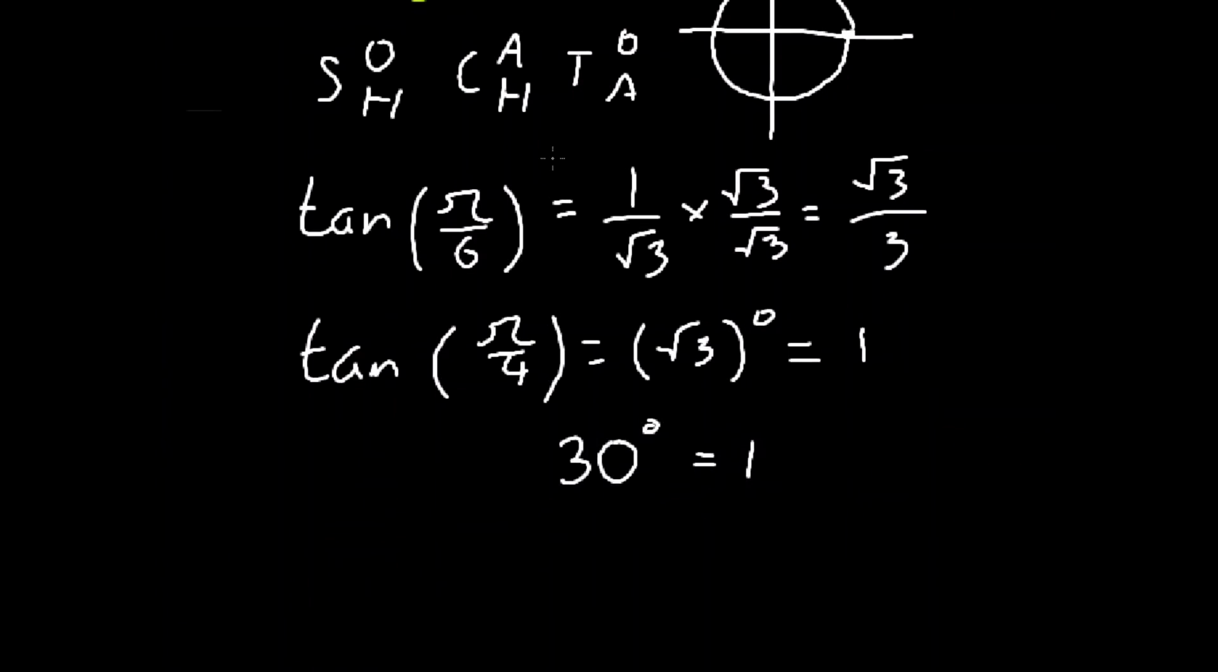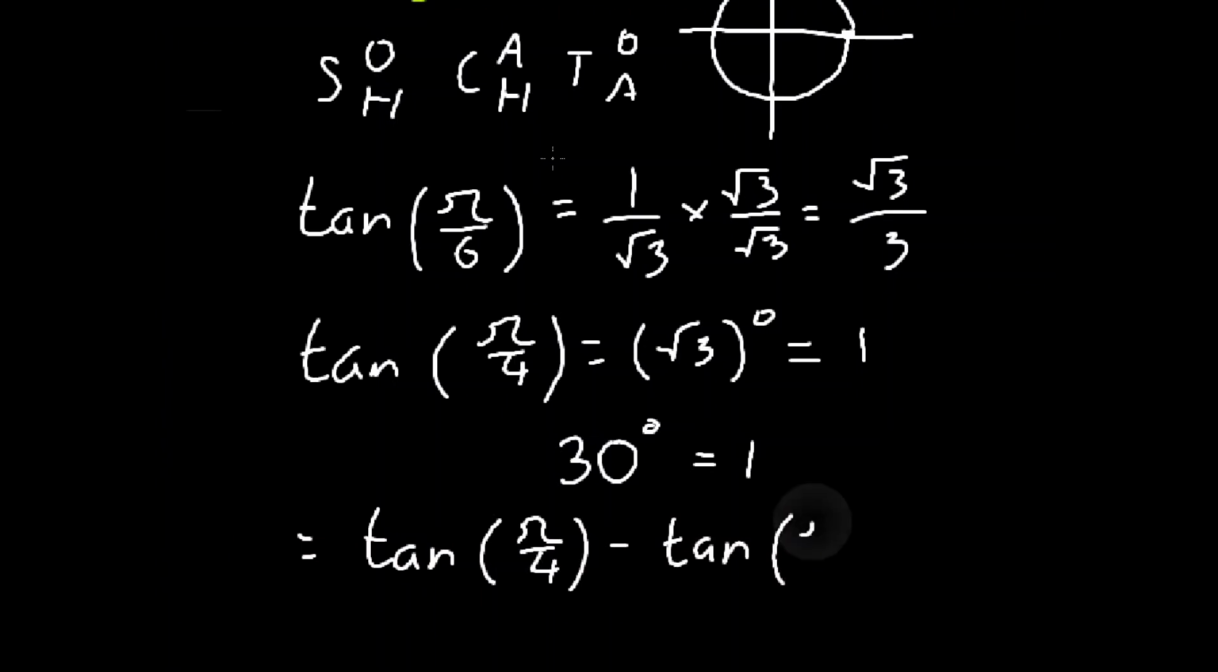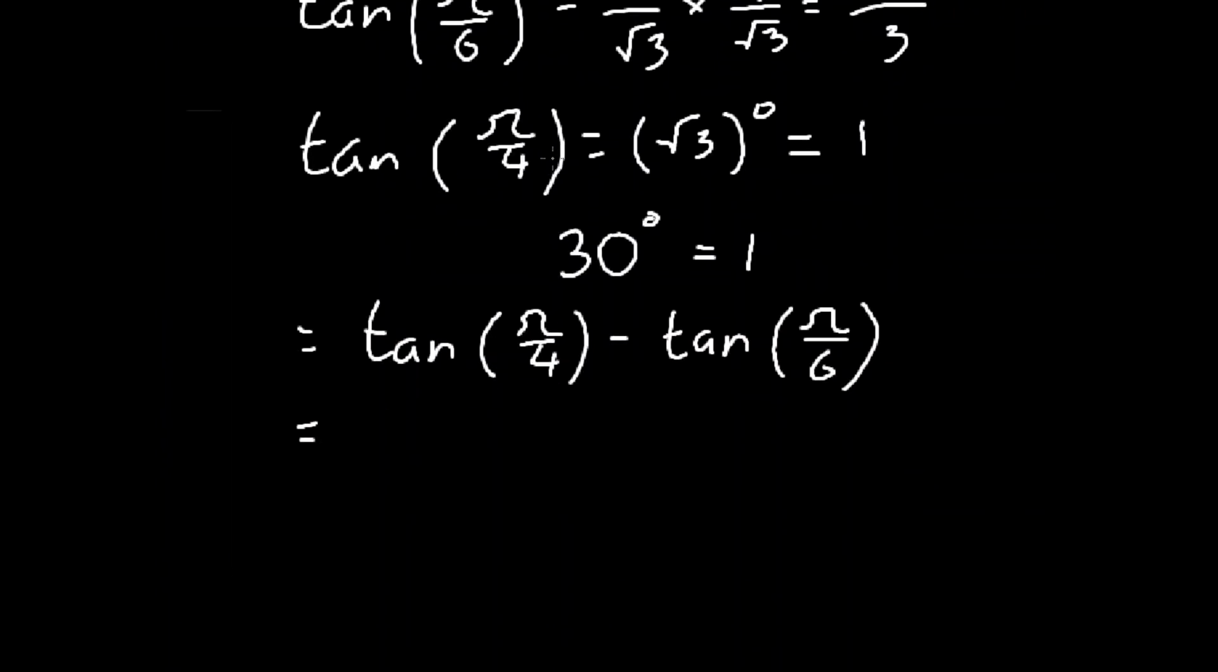So let's substitute back into our original equation, which was saying that tan of pi on 4 minus tan of pi on 6, that is equal to, and then you can just write it in as 1 minus root 3 on 3. Now in maths, there's a thing that we don't like to put the square root underneath. We don't like to divide by square roots, so let's put it on the top like this. And that's how you do it.